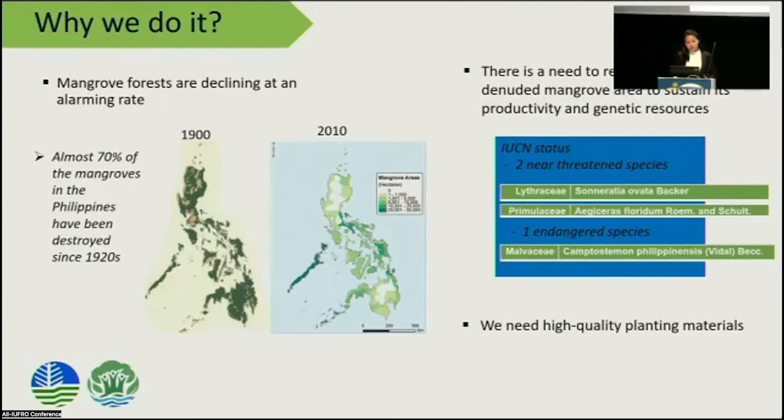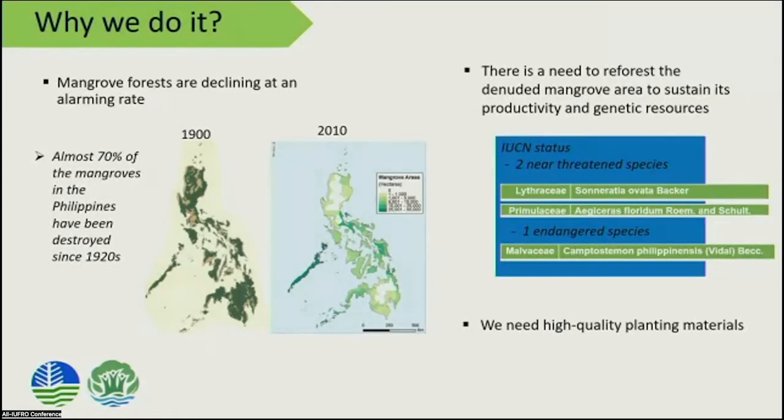Because of this, there is a need to reforest the denuded mangrove areas to sustain their productivity and genetic resources. Why genetic resources? Because out of those 47 species found in the Philippines, 2 are already threatened species based on the IUCN status, and one is considered an endangered species. Because of this, we need high quality planting materials to repopulate the denuded mangrove areas with these species. And with our gentleman here from India, I agree with his questions, that it's really hard to have high quality planting materials for mangrove species. Why? Because mangrove is a unique species. It has unique characteristics. It has zonation, and it is really hard to have quality planting materials.